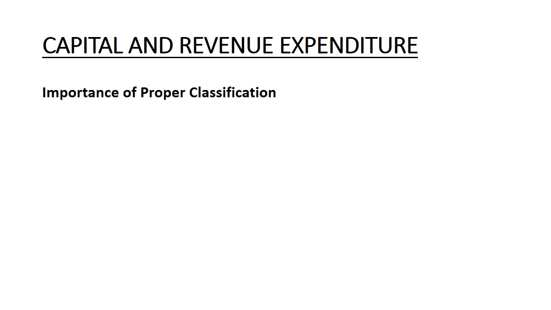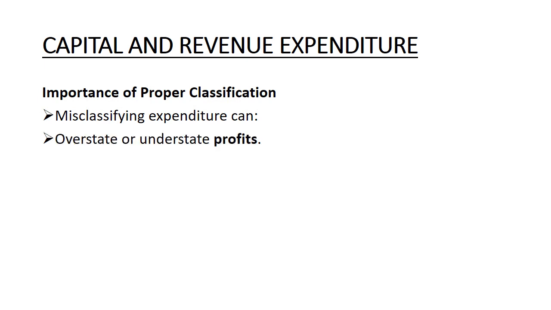So why are we learning about classifying which is capital and which is revenue expenditure? One, misclassifying expenditure can overstate or understate profits. So if you have not classified your expenditure well, you may overstate or understate profits, meaning the profit that you're going to have may be too big or too small compared to what it actually is. So that's why it's very important to make sure that you classify the expenditure properly.